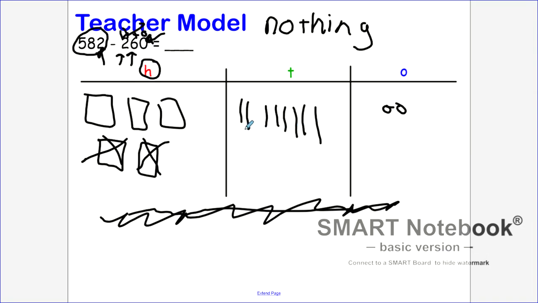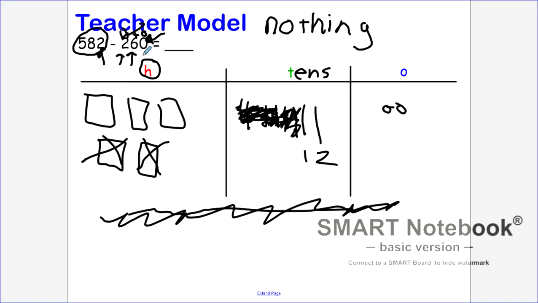6 tens. You can count with me if you want. 1, 2, 3, 4, 5, 6 tens are gone. So we're not going to do anything with them. We're going to realize that they're not there anymore. That's why we cross them out. I only count what's not crossed out. I see 1, 2 is left. 2 what? 2 tens.